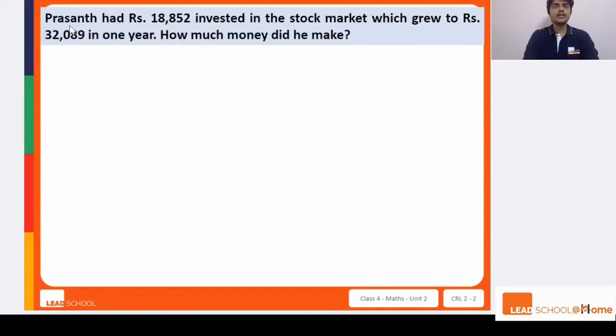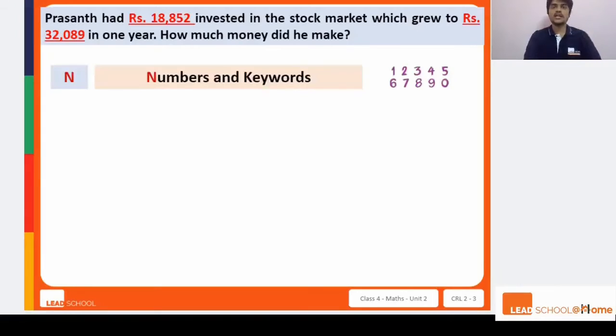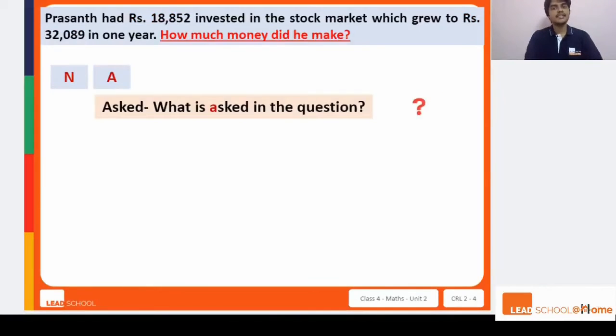So now we have a question. Prashant had 18,852 rupees invested in the stock market, which grew to 32,089 rupees in 1 year. How much money did he make? So now the first step is numbers. What are the numbers that we have? 18,852 and 32,089 are the numbers that we have. And the second step, what is being asked? We are being asked to find how much money did he make.